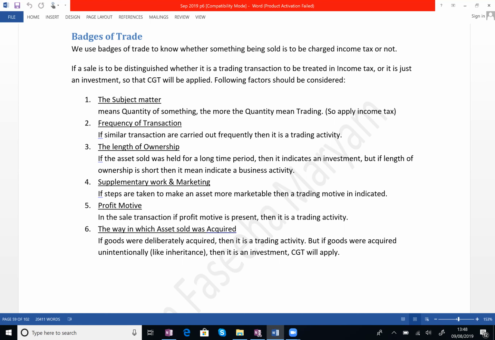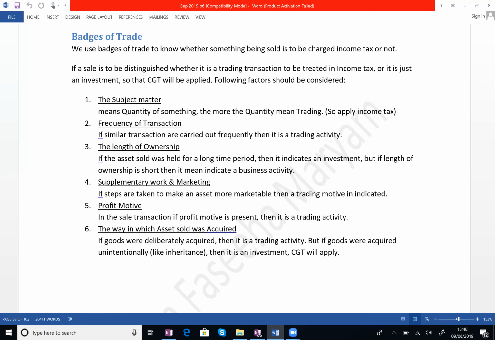If steps are taken to make an asset more marketable, then it is a trading indicator. Fifth, profit motive. If you are selling with a profit motive, for example, you are selling the house and you want to earn profit, then obviously it is a trading activity. Sixth, the way in which the asset sold was acquired.